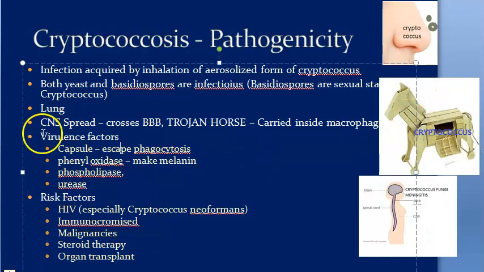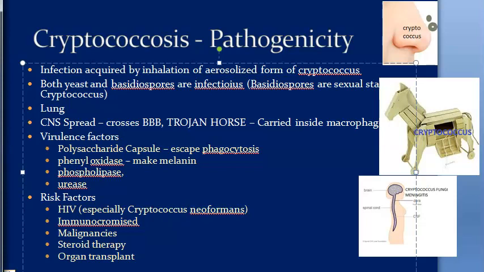Now moving on. Virulence factors. What all are going to make the Cryptococcus virulent? Obviously it has a capsule, so it will escape phagocytosis. This capsule is actually a polysaccharide capsule. Then it is anti-phagocytic, and also it inhibits the host's immune response. Anyways, the host is immunocompromised, and it will also suppress immunity.